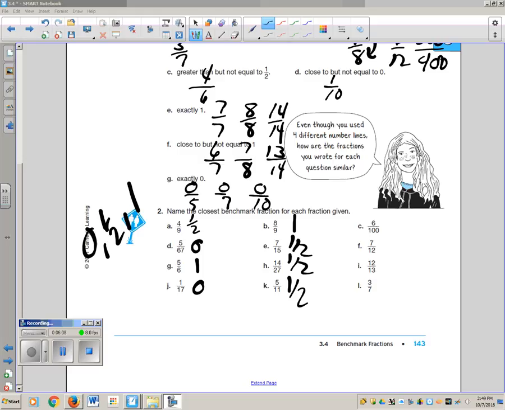6 out of 100, you should have written 0. 7 twelfths, that's closest to a half. More than a half, but it's close to a half. 12 thirteenths, that would be close to 1. 3 sevenths would be close to a half. Those are benchmark fractions.